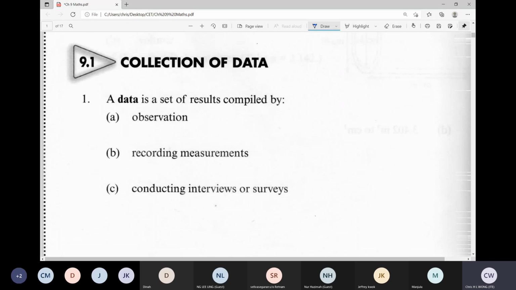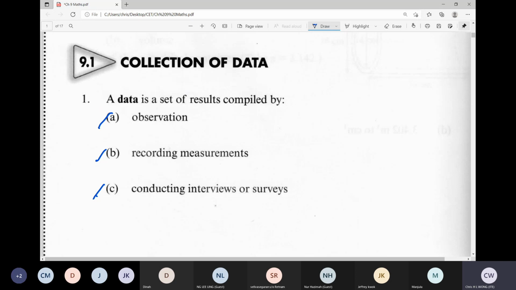Collection of data. Data is a set of results compiled by either doing observation. When people observe, they count. So after observing, they need to count. Or you do an interview. An interview can be one-to-one, face-to-face, or by telephone. Do you like to use this shampoo? How many people say yes? How many people say no? So these are the things that you do. You collect all these data and then you represent them.